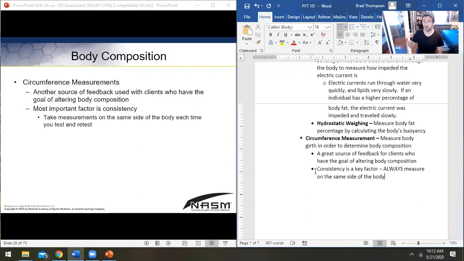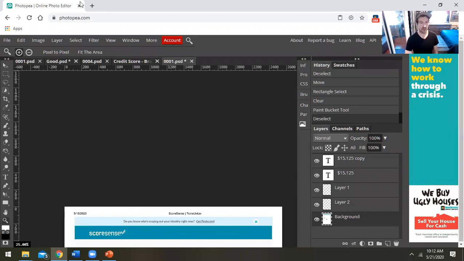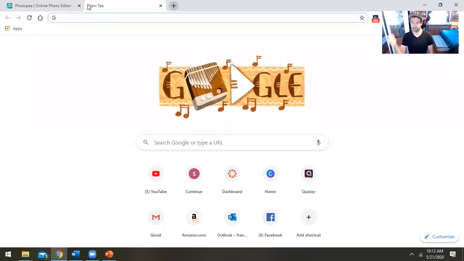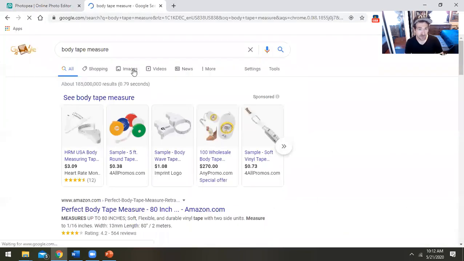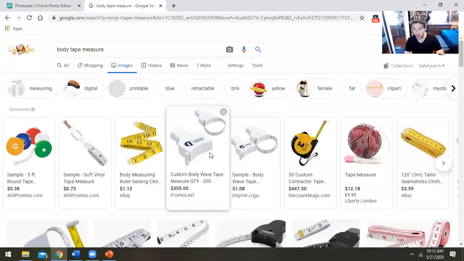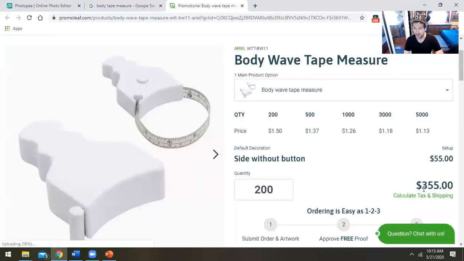So the preferred method is using a circumference tool that has tension on it. What am I trying to say here? Body tape measure. If you can, what I recommend is getting one of these. They're relatively cheap. I know that does not look cheap, but that's for 200 of them.